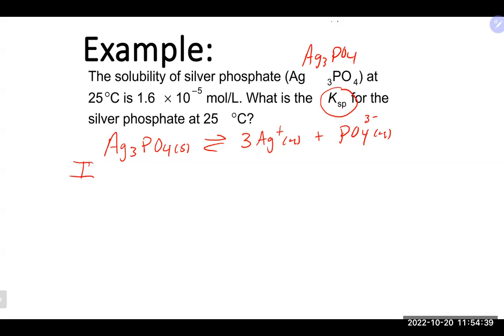By taking our knowledge maybe of how things break apart, we could start with 0 and 0 to show you how this ice table will normally look. So normally we start with zeros of those. The change here would be plus 3s and plus s in this case. Once again, the s here stands for the molar solubility.